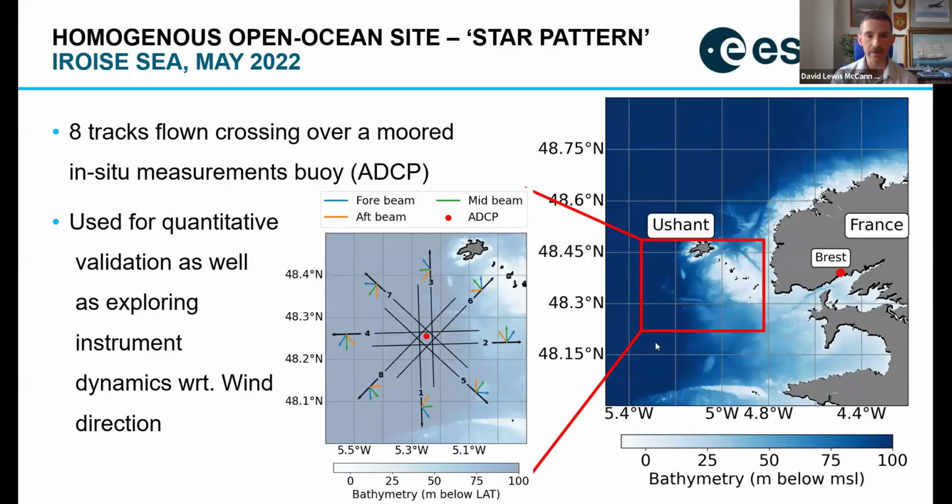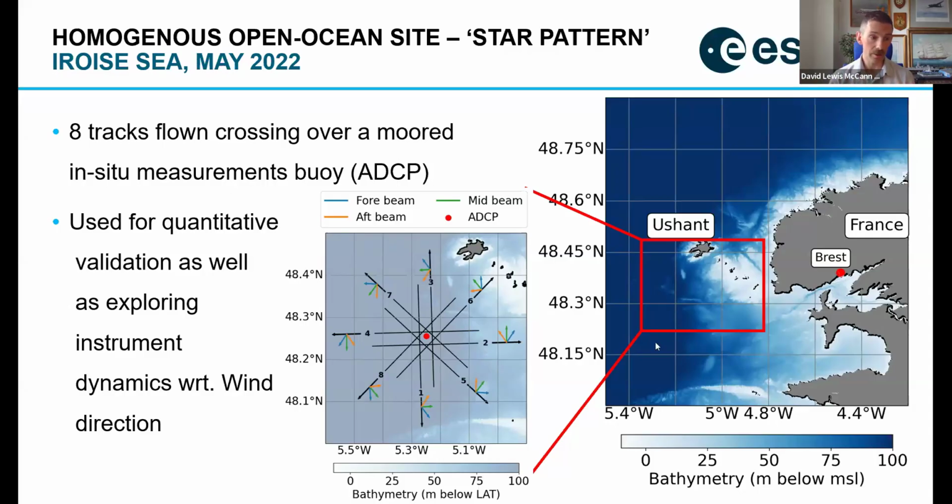And we flew 8 tracks crossing over a moored ADCP, which in the diagram on the left, you can see as the red spot there. This was the so-called star pattern acquisition method. So we have 8 tracks flown at 45-degree intervals. The idea here is to give each of the 3 looks of Oscar the same opportunity to see all azimuths relative to the wind. The whole pattern only takes about an hour and a bit to fly.